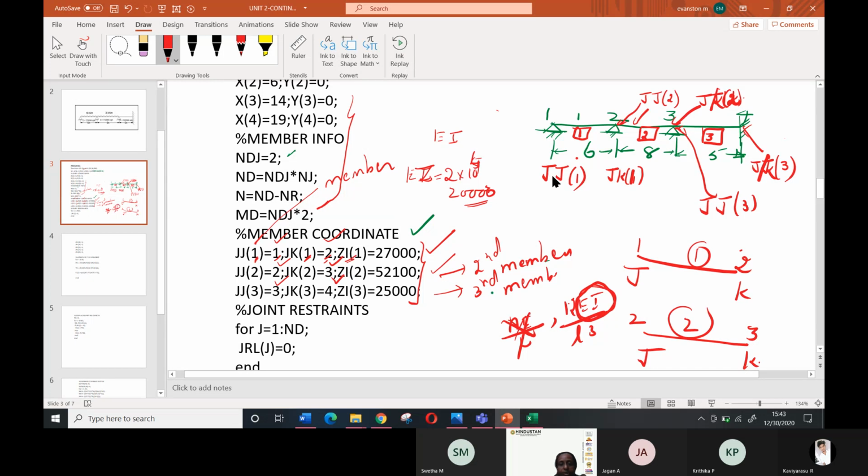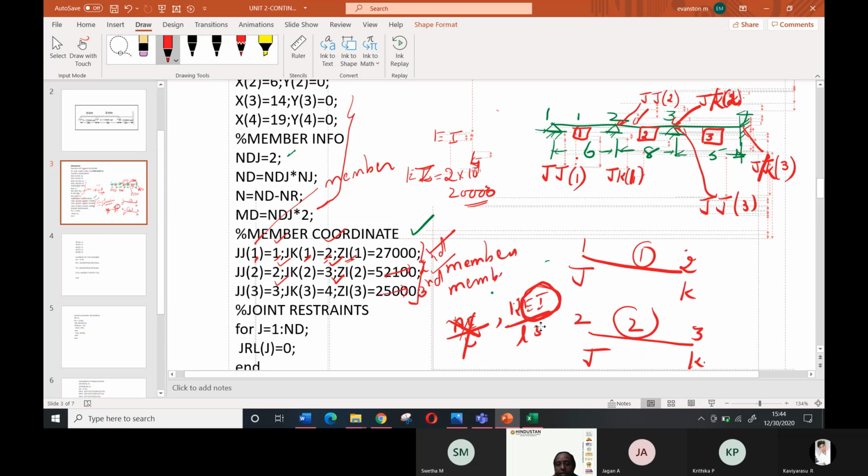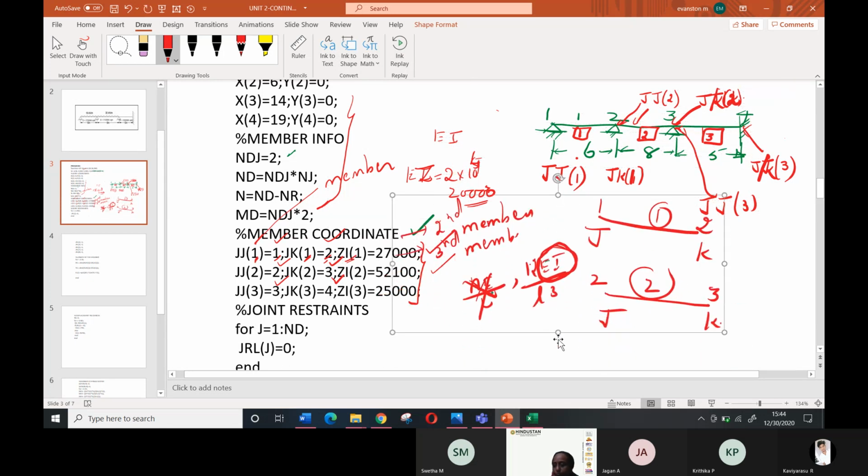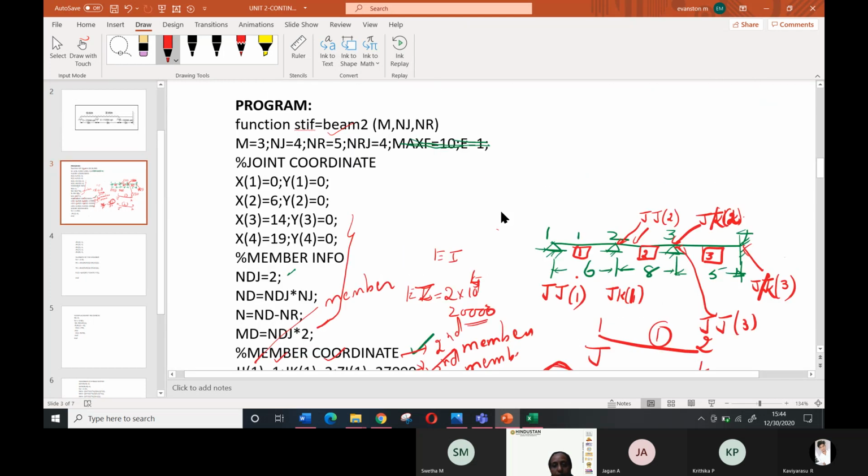So the EI value is given, and I have taken the I value as 1 there, as in the previous one. If you check it here, I have taken the I value as 1. Sorry, the E value as 1. So I am taking this value for EI.